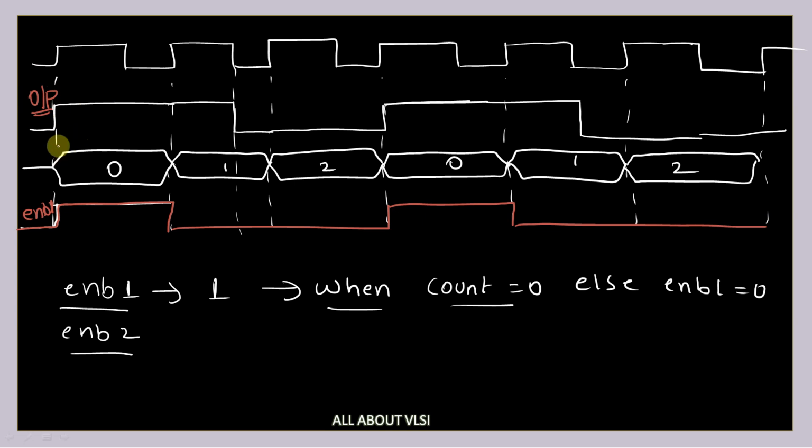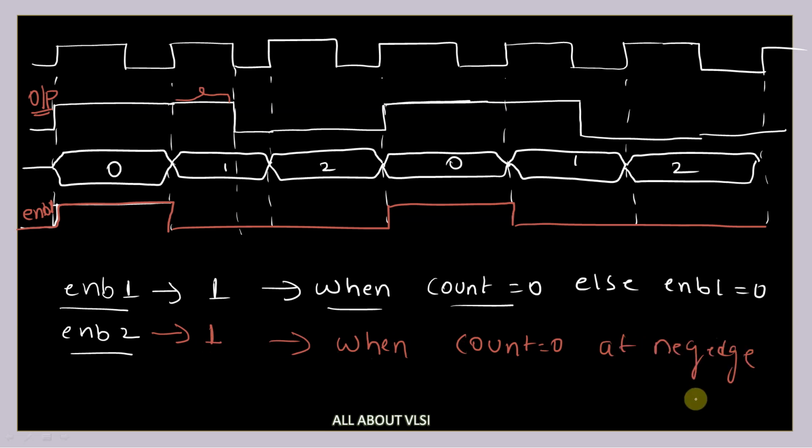Okay, now coming to the enable 2 signal, when should this enable 2 signal become 1? Now if you can see, I should have this extra half cycle. So for achieving this extra half cycle, what I am going to do is make this enable 2 signal 1 whenever my count is equal to 0 at the negative edge of the clock.